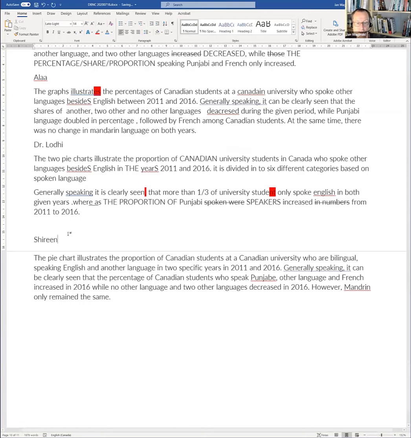Oh, okay, good. The pie chart illustrates the proportion of Canadian students at a Canadian university who are bilingual, speaking English and another language, and in two specific years. Okay, we don't need "in two specific years", just in 2011 and 2016.